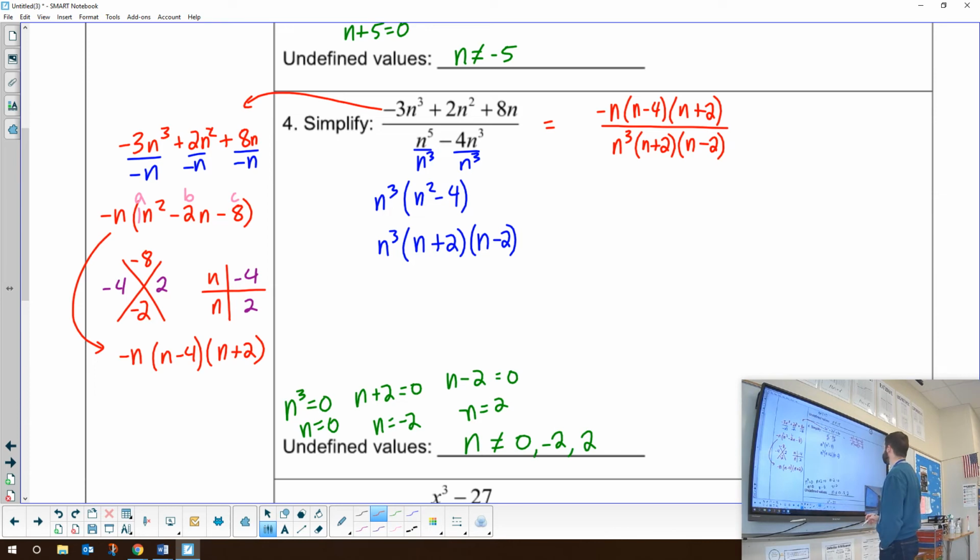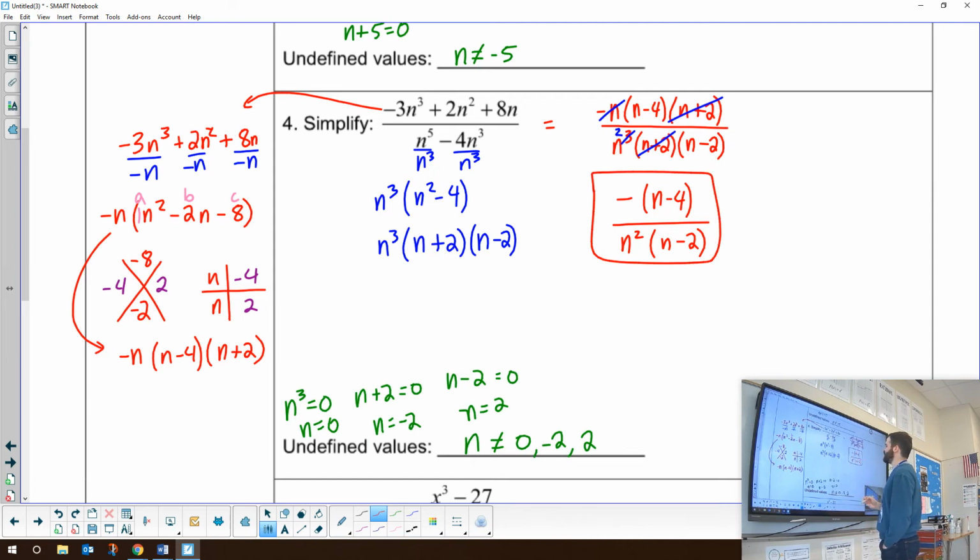Okay, now, here's the deal. We're now going to cancel out from the top and the bottom as much as we can. So in this case, this n plus 2 and this n plus 2 cancel. One of these n's and one of these n's here cancel, making n squared. So here's what we're going to have left over. We have a negative times n minus 4 on top over n squared, because one of those canceled out, times n minus 2, and then that's our answer. I can't simplify anymore. So remember, all you have to do for these: factor, then simplify.